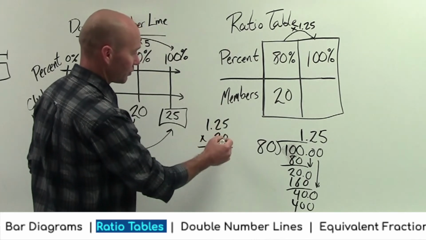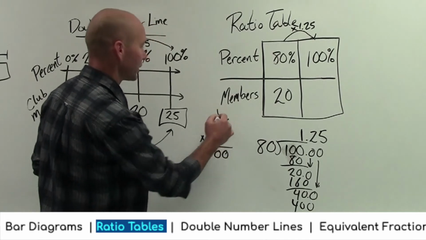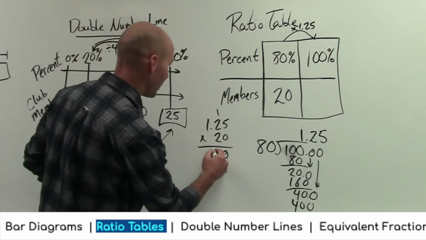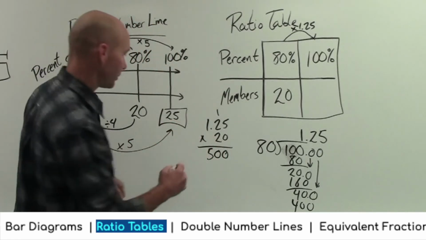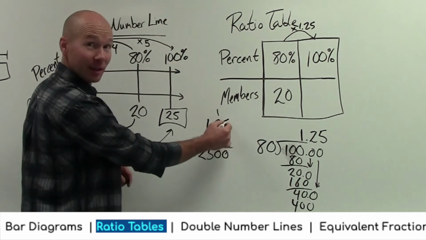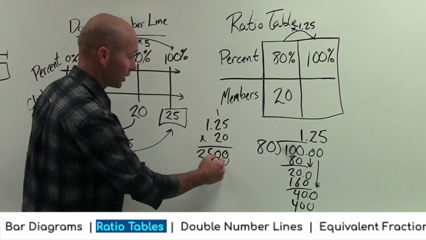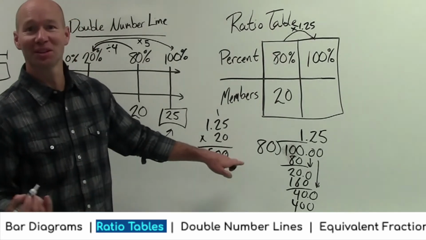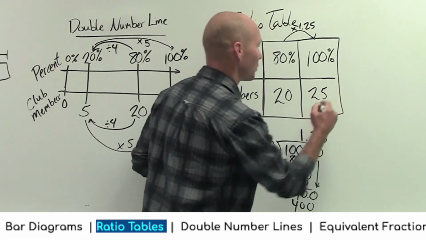1.25 times 20 is, well, 0 there. And so 2 times 5 is 10. Bring down the 1. 2 times 2 is 4, plus 1 is 5. And 1 times 2 is 2. And then I'm going to bring my decimal back, because I have 2 decimal places here. So I have to bring the decimal back 2 places right there. So I get 25.00, which is 25.